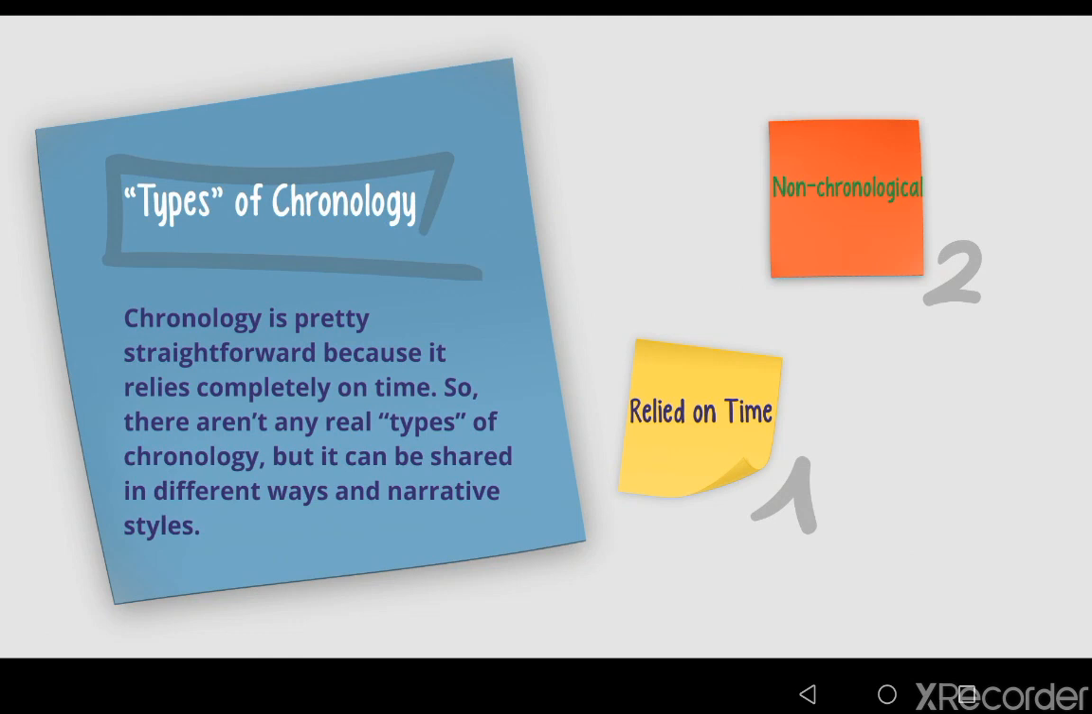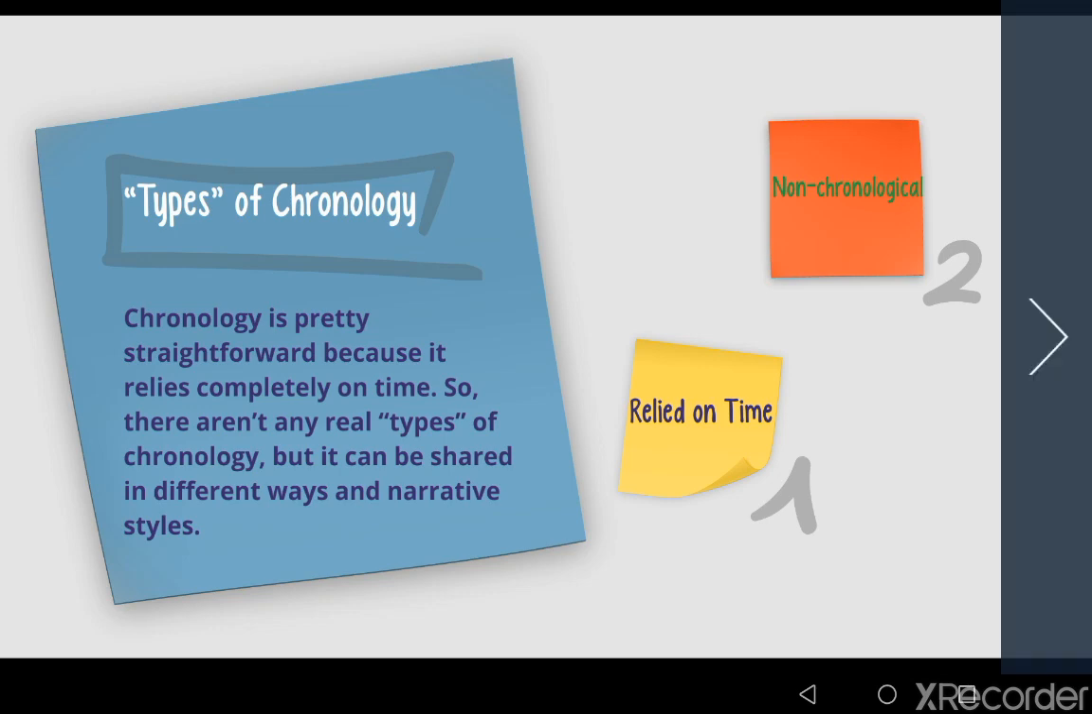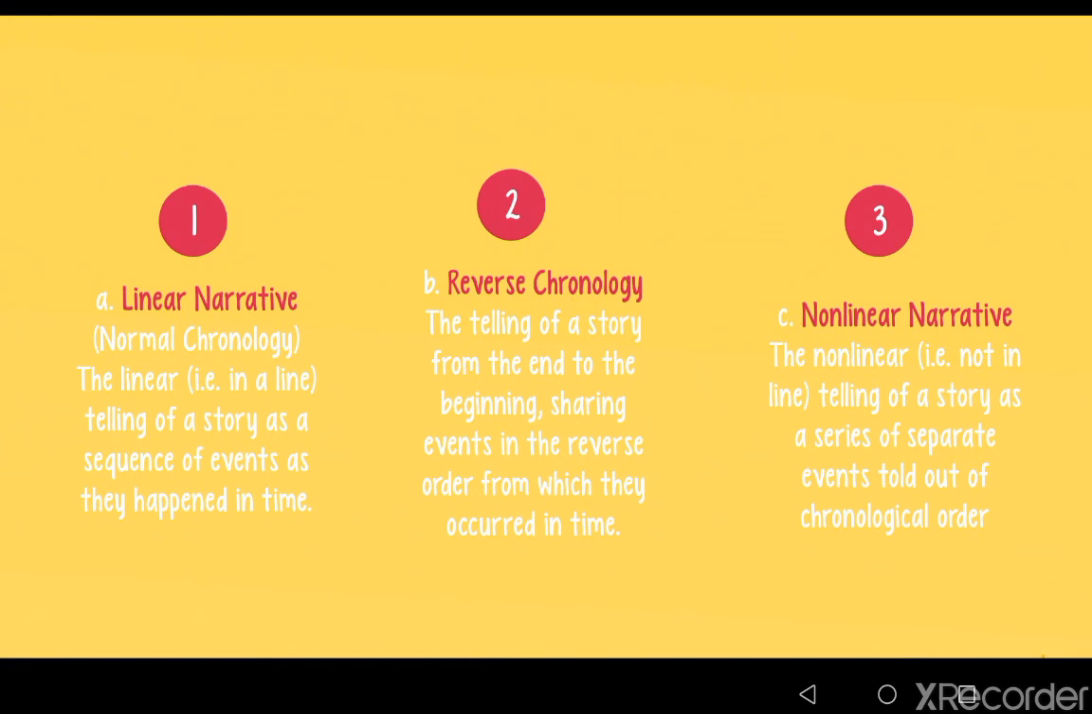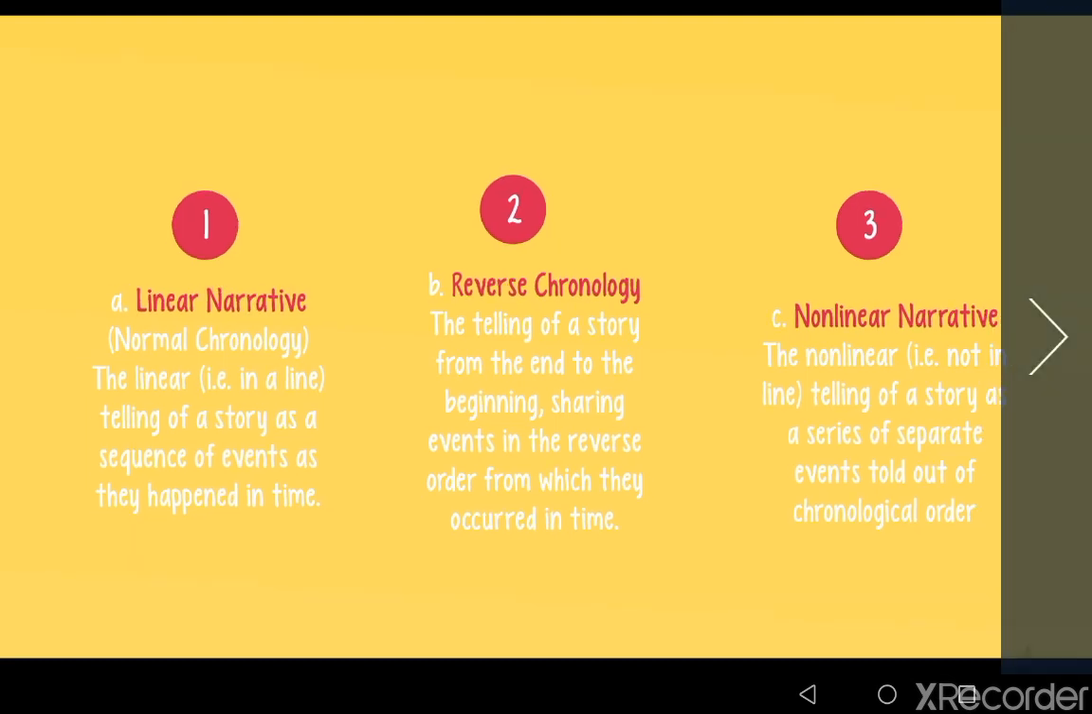We have different types of chronology. Chronology is pretty straightforward because it relies completely on time: what happened first, next, then, and last. But we also have types of chronology, so we're going to check them. Number one, a linear narrative. That would be the normal chronology. Number two, reverse chronology. That is the telling of a story from the end to the beginning, sharing events in the reverse order from which they occurred in time. And finally, number three, nonlinear narrative. That is when you tell a story in a series of separate events told out of chronological order.